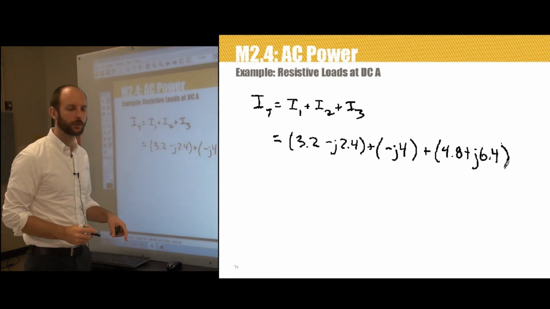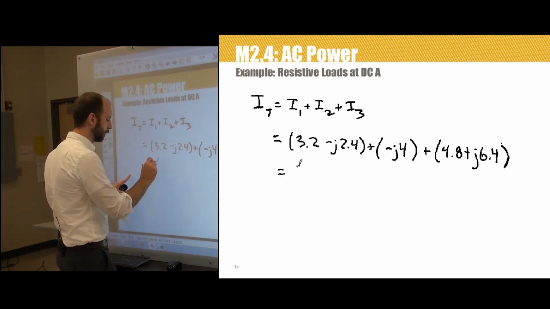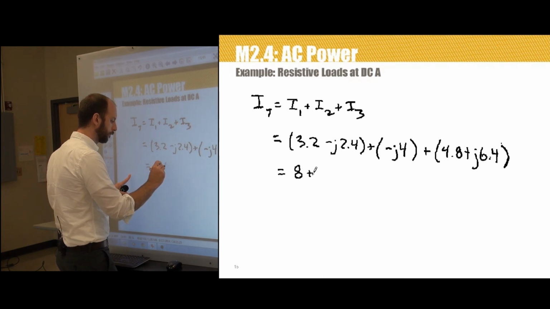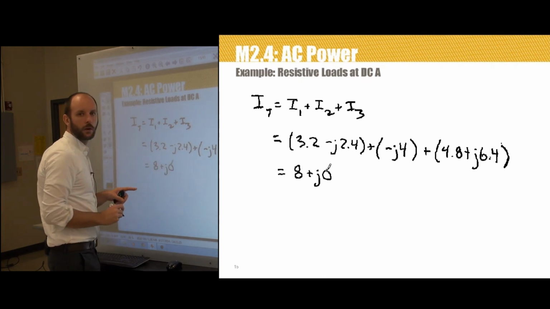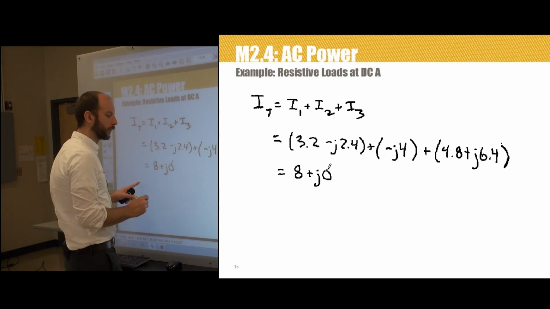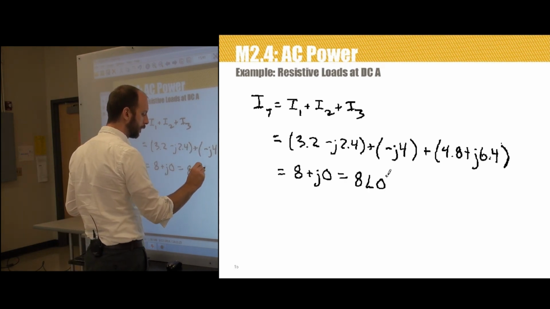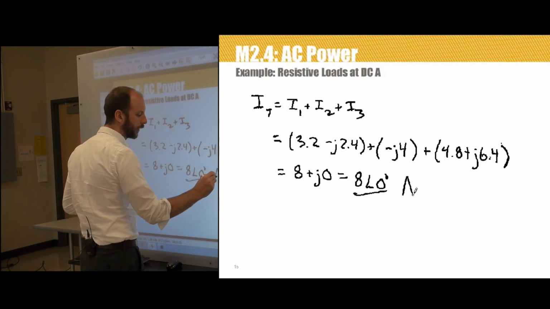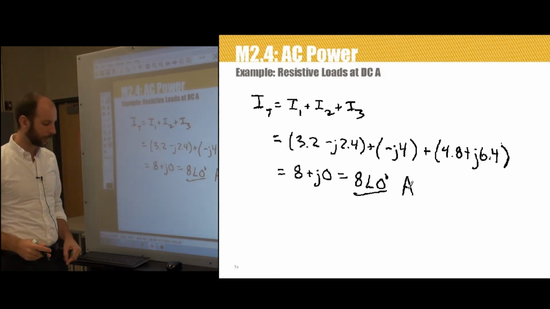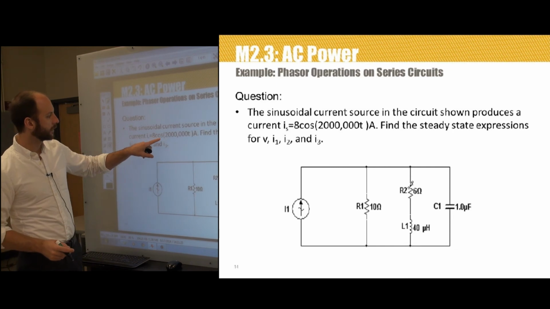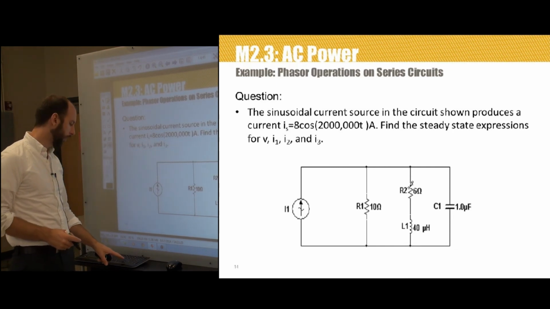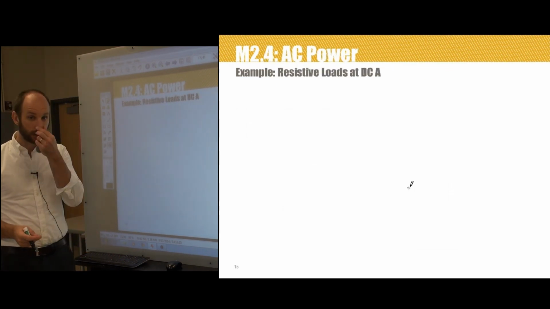Sum all those up, we get 8 plus J0, right, or 8 at an angle of 0 degrees. 8 angle 0 degrees amps is the sum of the 3 branch currents. 8 angle 0 degrees, right? So we have consistency there.